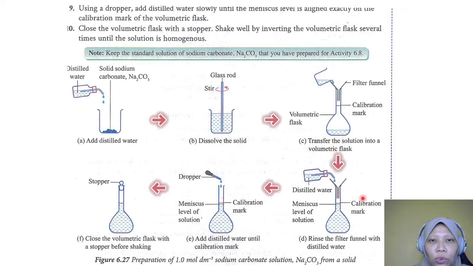Okay, and then this one kita rinse sikit. Lepas itu kita ikut meniscus level of the solution dekat calibration mark. Okay, and then kita make sure that solution itu exactly lah 250 cm³. So this is the 250 cm³, and then we put the stopper and then kita shake. Okay, sehingga dia betul-betul dissolve and homogeneous. Maksudnya dia dah larut sepenuhnya.